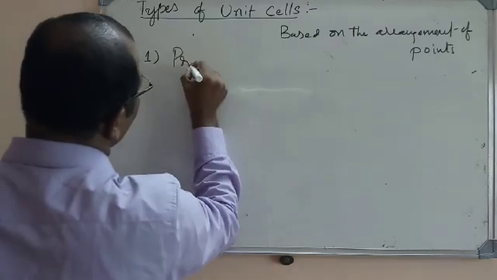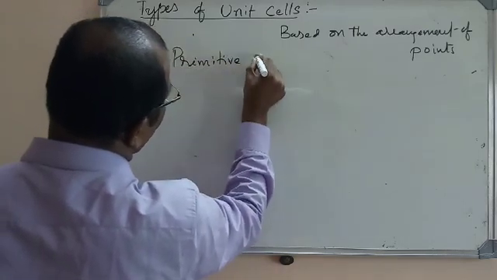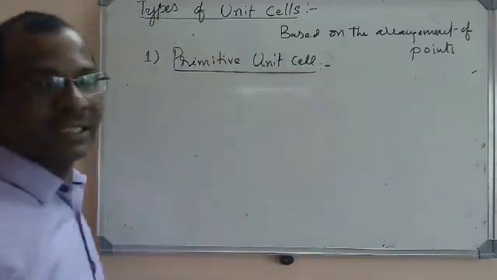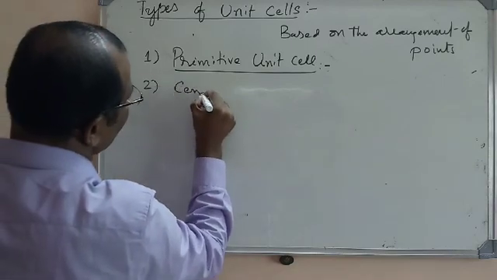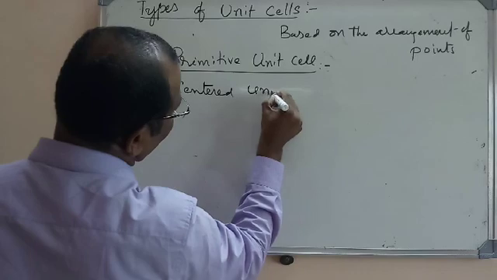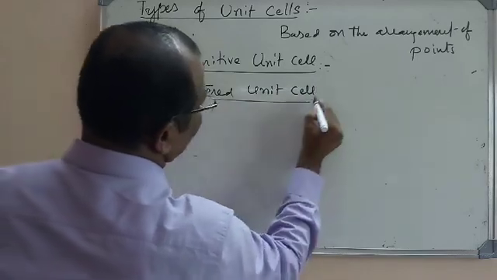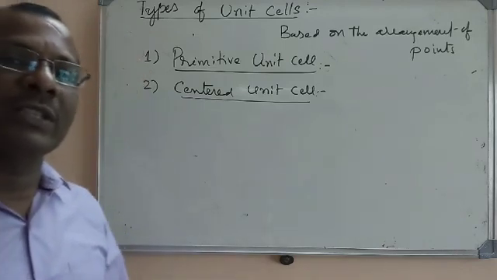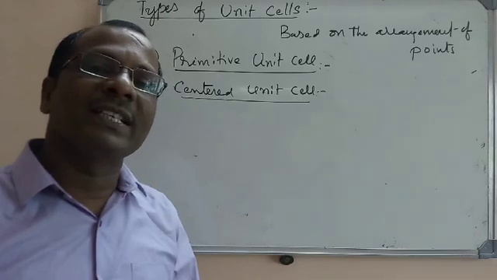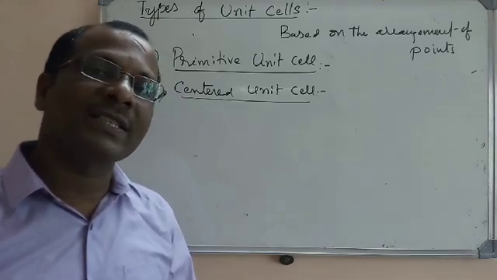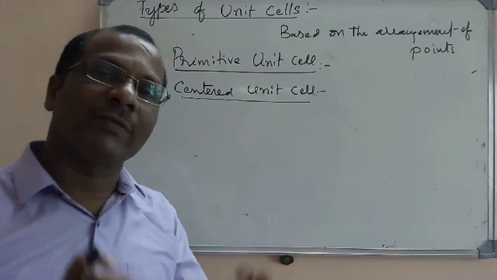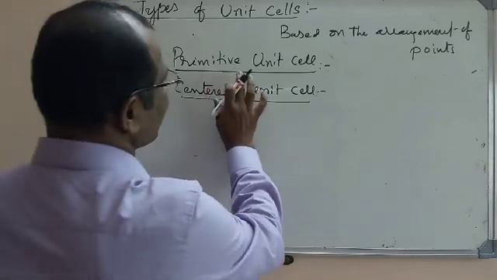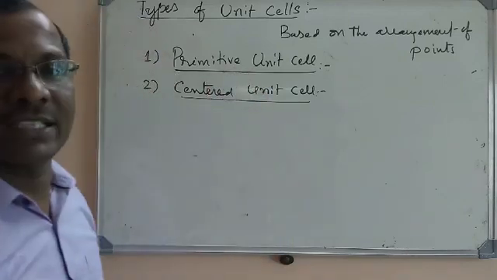One is a primitive unit cell or primary unit cell. First one is primitive unit cell. This is called a primary unit cell. And the second one is a centered unit cell. So there are two types of unit cells based on the arrangement of the points. Once again I am saying that we don't consider the angles made at the edges or cell parameters. We don't consider a, b, c or alpha, beta, gamma. We consider only where the lattice points are situated. Based on that, there are two types, primitive unit cell and centered unit cell.